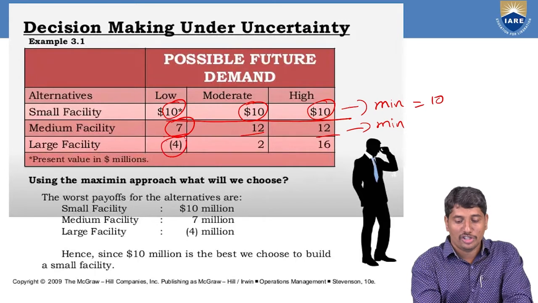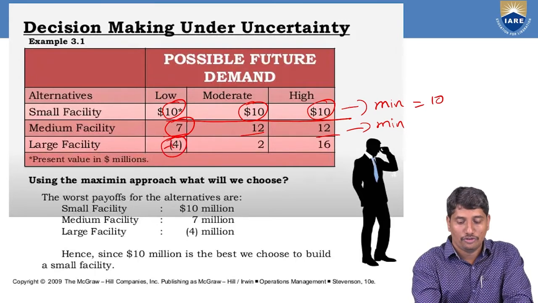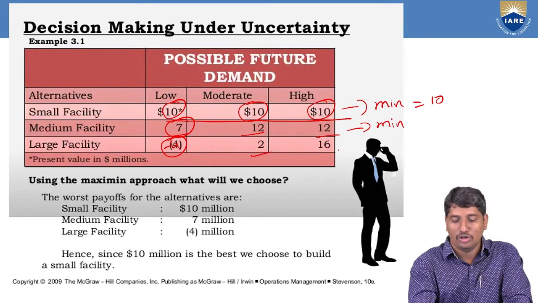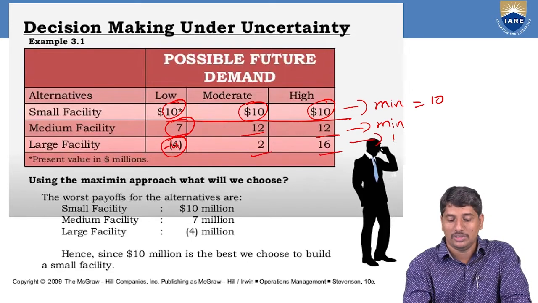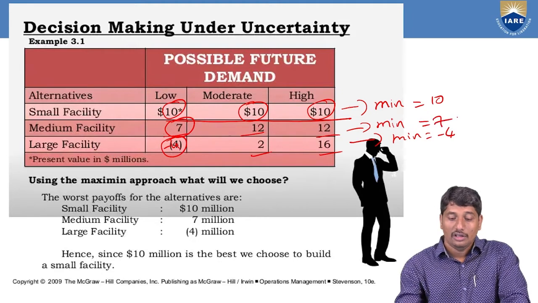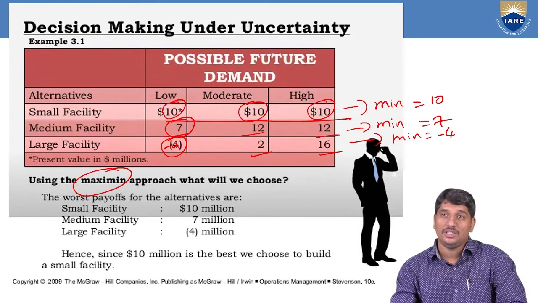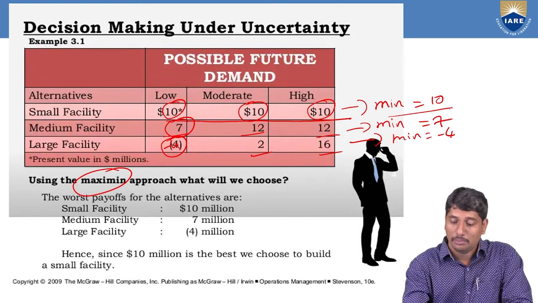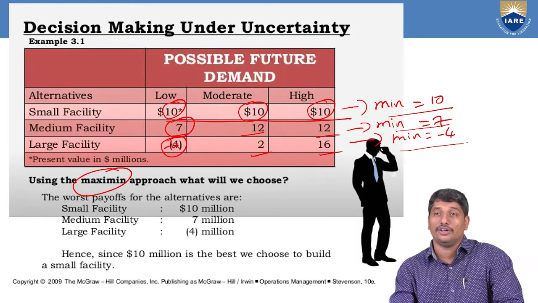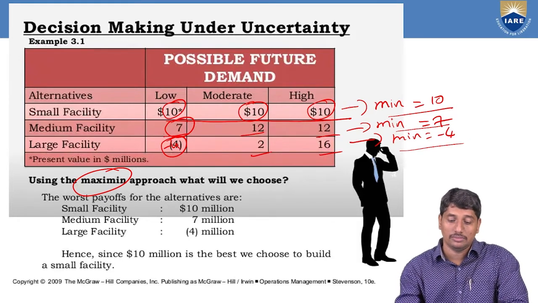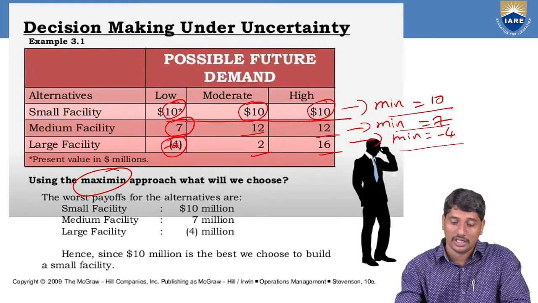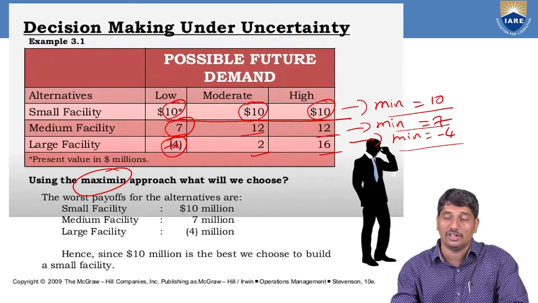When we go for large machine, -$4, -$4, and $2, $16. So the minimum is -4. Okay. Now, what is our criteria? Maximin. Maximin means this is a minimum and this is a minimum profit we are going to have. This is $10 minimum, and here $10 minimum, and here minus $4.